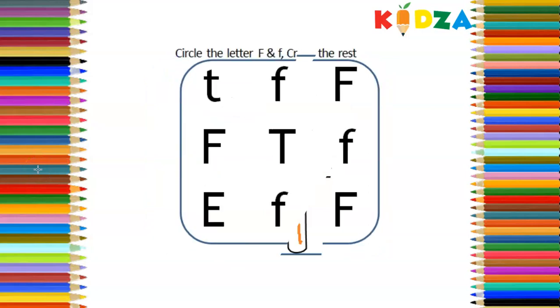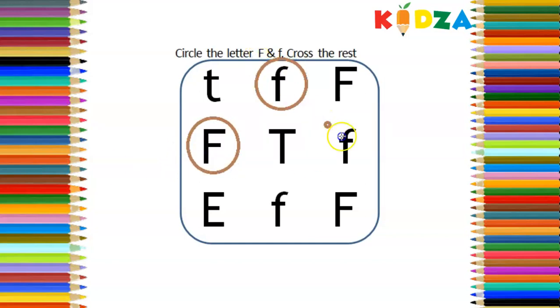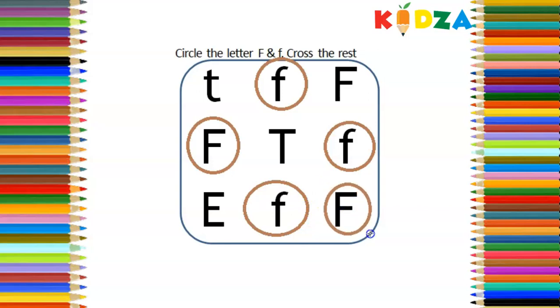Circle the capital and small letter F and cross the rest. F. F. F. There's a capital F. The last one is here. Now it's time to cross the rest of the letters.